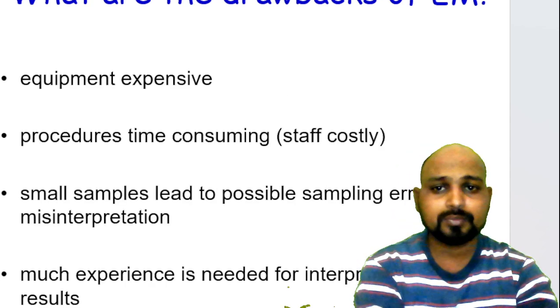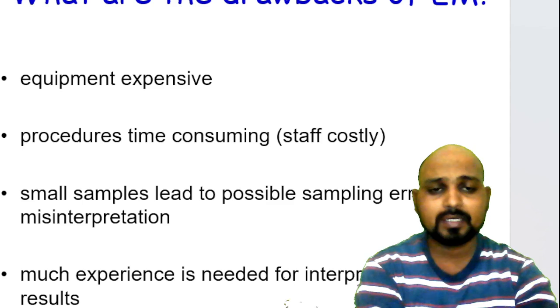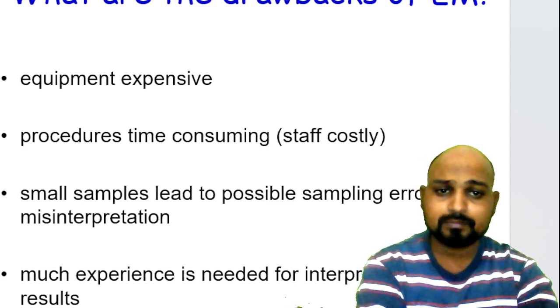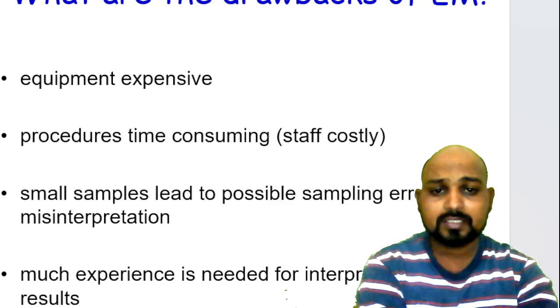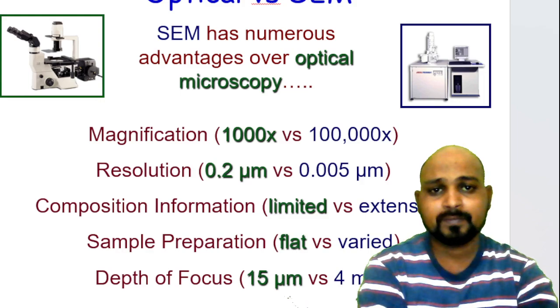What are the drawbacks of EM? Equipment is expensive, and the procedure is time consuming. Yes, obviously it takes too much time depending on our sample. Small samples lead to possible sampling error and misinterpretation. That is a very common error. Much experience is needed for interpreting the result.